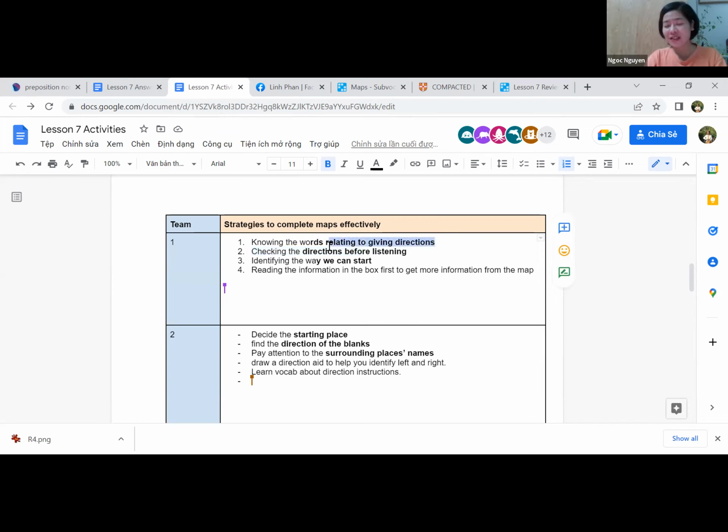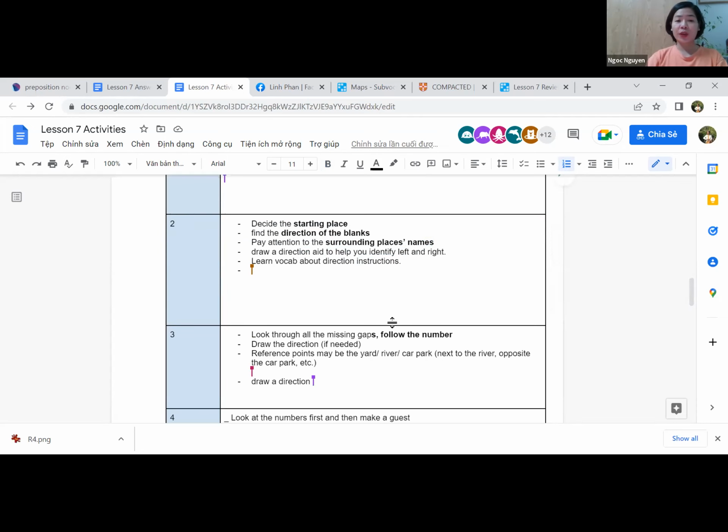You need necessary vocabulary. That's why we'll have a vocabulary building activity after this. And you will need to check directions before listening. I agree too, and I would like to discuss this with another group, group number 2.